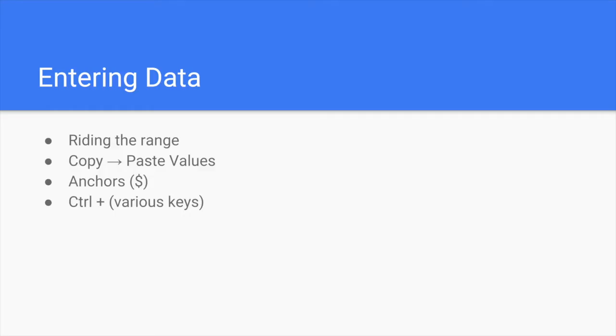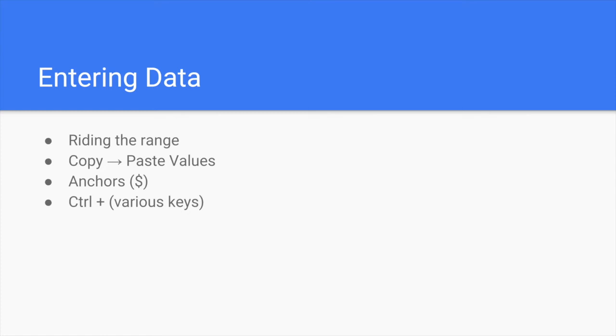So in that demo we learned a little bit about riding the range. We saw riding the range with that double click on the little box in the lower right hand corner. We saw copy paste values, which was useful when we were using filters to rearrange our data, to order our data in certain ways. Paste values allows the data to be more flexible because the formulas don't get in the way, essentially. We saw anchors, which are useful for keeping a certain cell fixed.